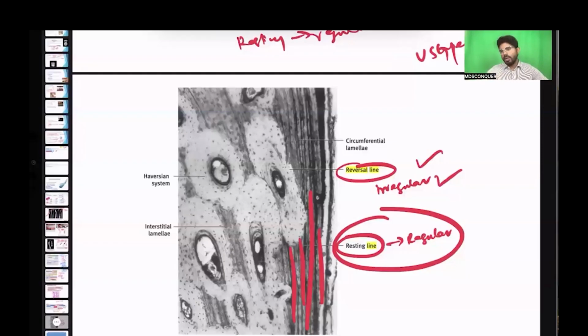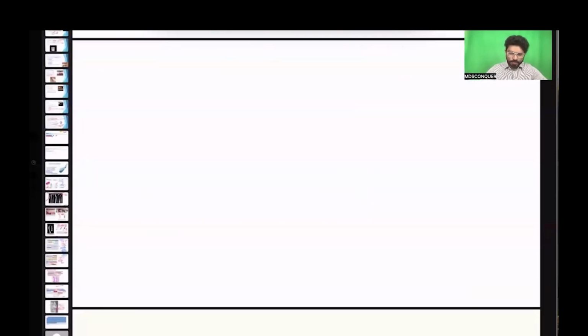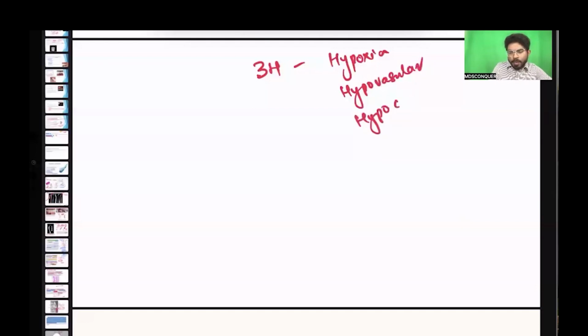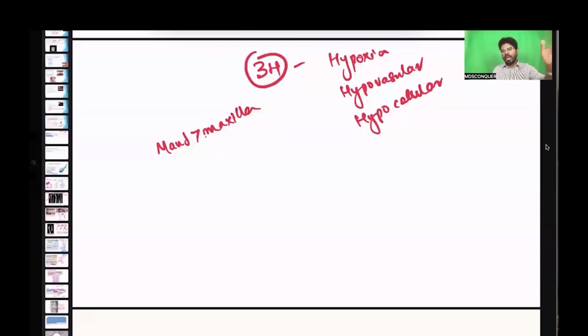What are the 3 H's related to osteoradionecrosis? Hypoxia, hypovascular, hypocellular. These are the 3 H's related to osteoradionecrosis. This is most commonly seen in the mandible compared to the maxilla, because the maxilla has more blood supply compared to the mandible. And this is most commonly associated with the etiology of radiation to the head and neck area.